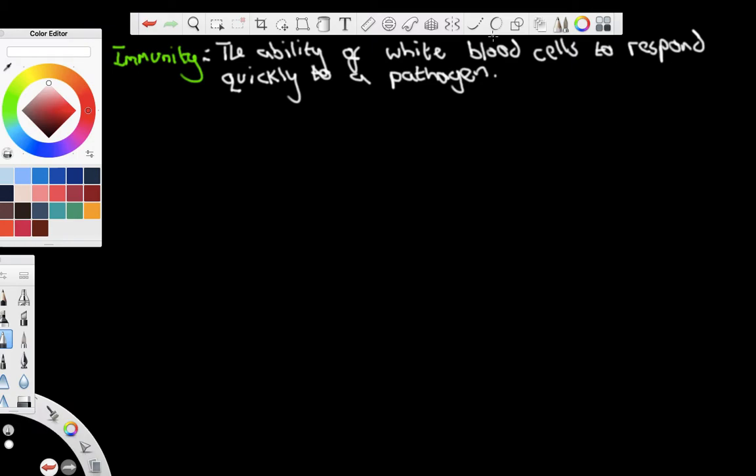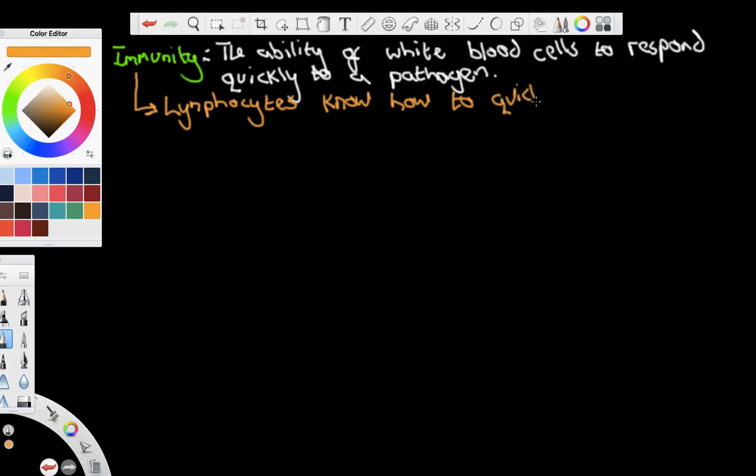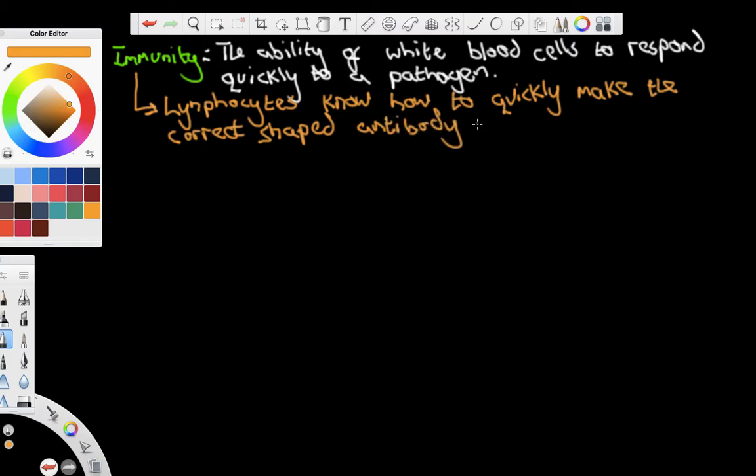Okay, so immunity means that your white blood cells know how to make an antibody that fits that particular antigen and they respond quickly. So we can add underneath here, we can say that lymphocytes know how to quickly make the correct shaped antibody for the antigen, or for the pathogen. Okay?